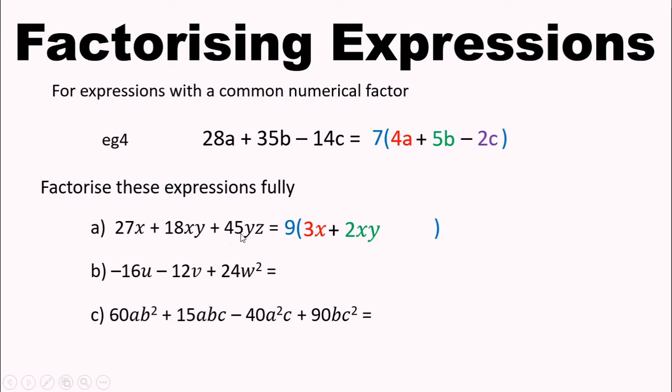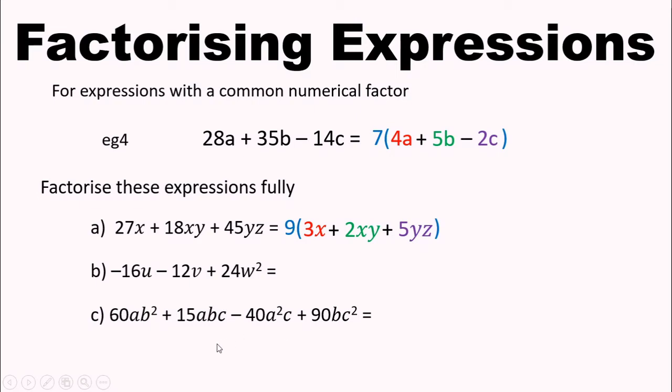My third term, 45yz, if I divide that by 9, 45 divided by 9 is 5, so that would be plus 5yz. We can double check that. We can make sure that we have the right number of terms. There's 3 terms in the original expression. There's 3 terms inside the bracket. We can check that if I multiply this through, it would work out. 9 times 3x makes 27x. 9 times 2xy makes 18xy. 9 times 5yz makes 45yz. And we can check that 3x, 2xy, and 5yz don't have any other common factors apart from 1.